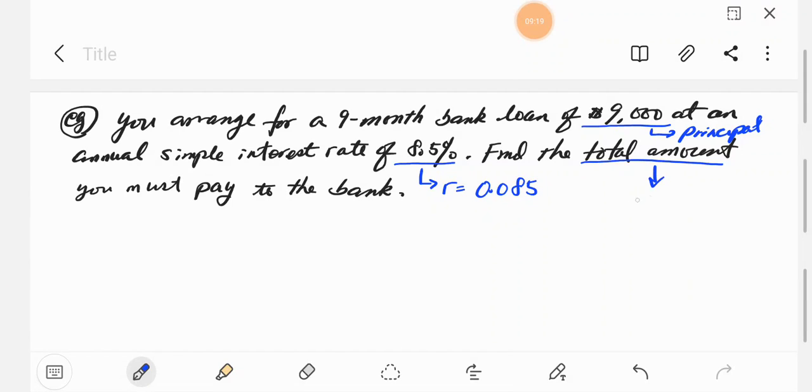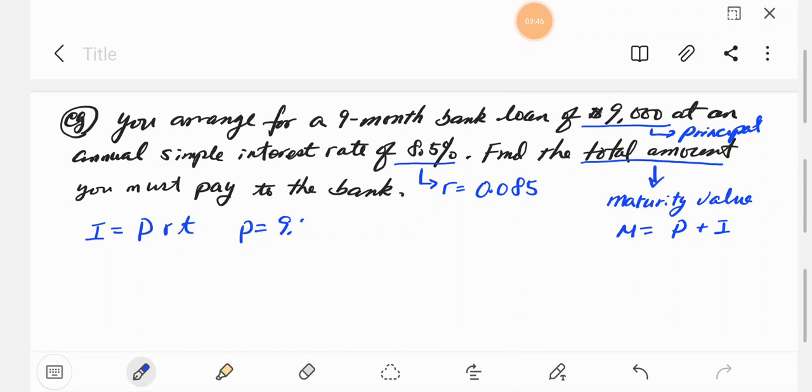So this total amount means maturity value, right? Maturity value, which is the sum of what? The principal and the interest. So in this case, we need to find the interest first. So the interest formula is what? PRT, right? And the principal is $9,000. And then the rate is 0.085. And T is 9 months. This is T.